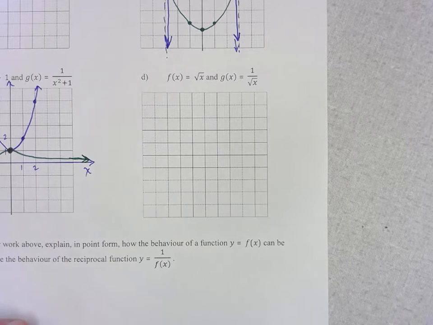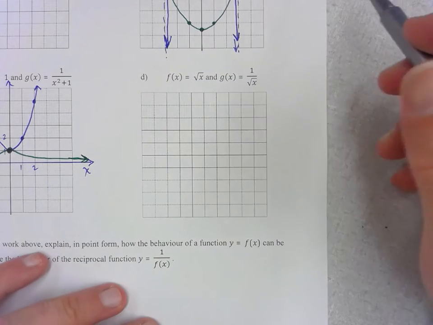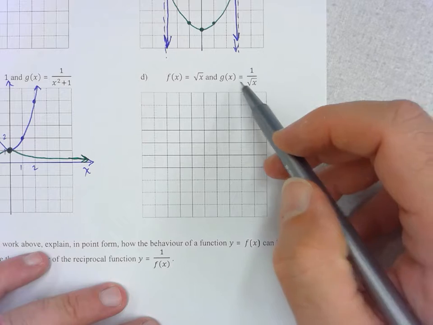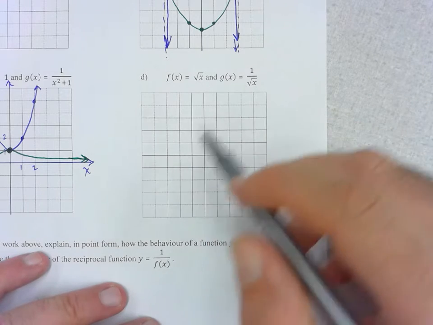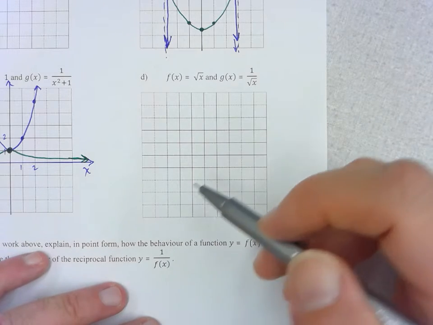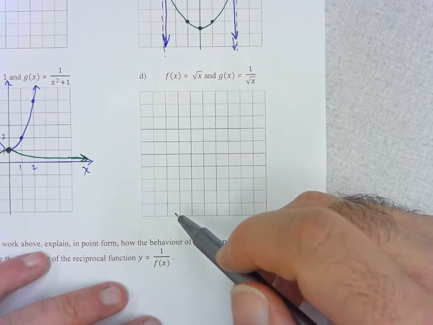Hi folks, let's take a look at this last example of graphing reciprocal functions. And we notice here that we've got something a little different because our reciprocal is not the reciprocal of a polynomial. It happens to be the reciprocal of a square root function. But guess what? We're going to follow the exact same procedures.